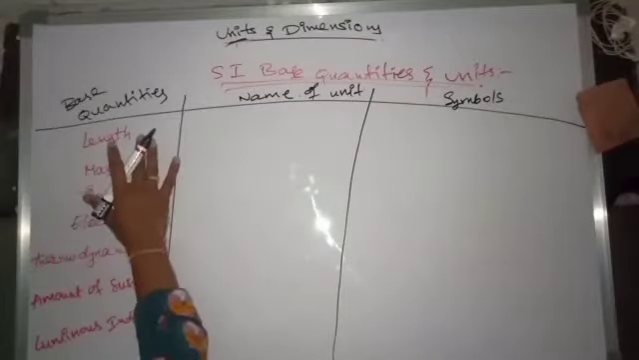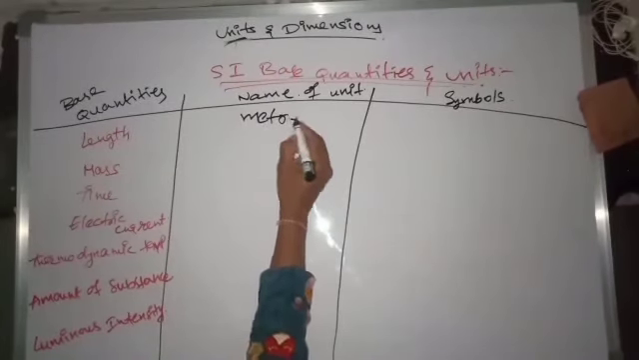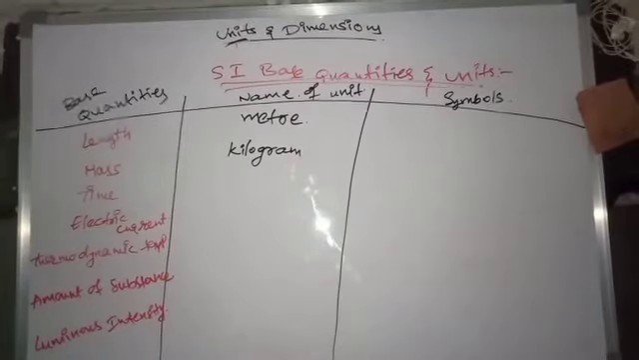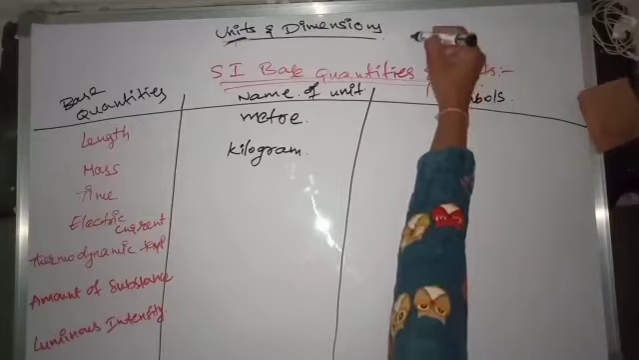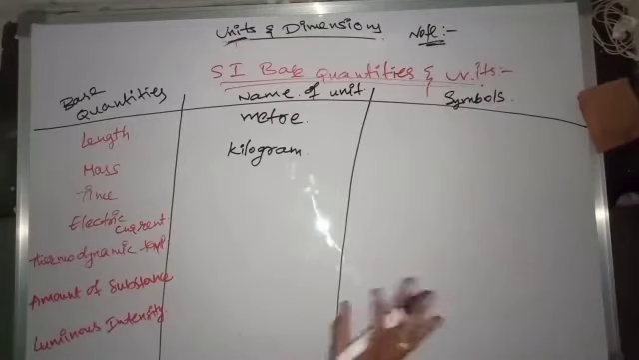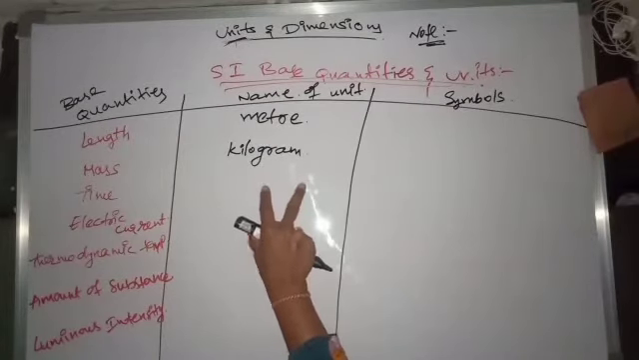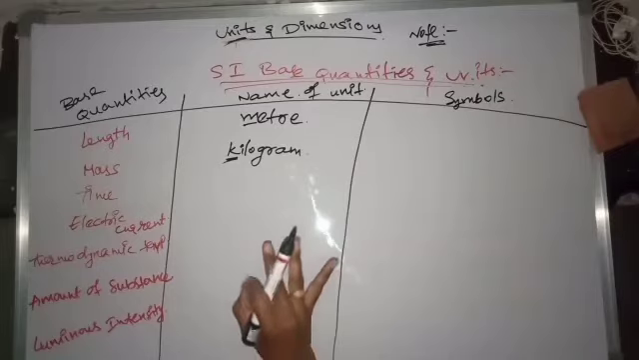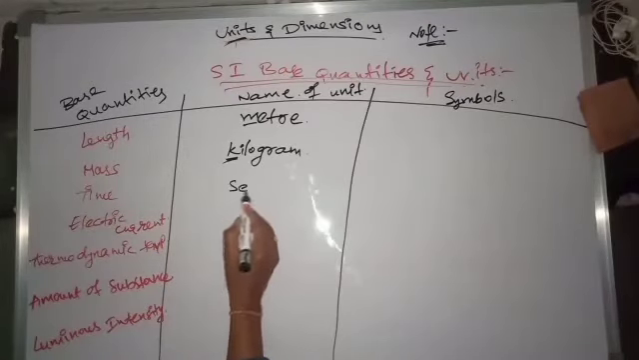And the names of the units for these fundamental physical quantities are: length is measured in terms of meter, and mass in terms of kilogram. Before writing the name of the unit, you have to remember one important point. Note: the name of the unit must be written with small letters only. Even the first letter of the unit is written in small letter only. Even the scientist's name is also written in small letters. And the time is measured in seconds.